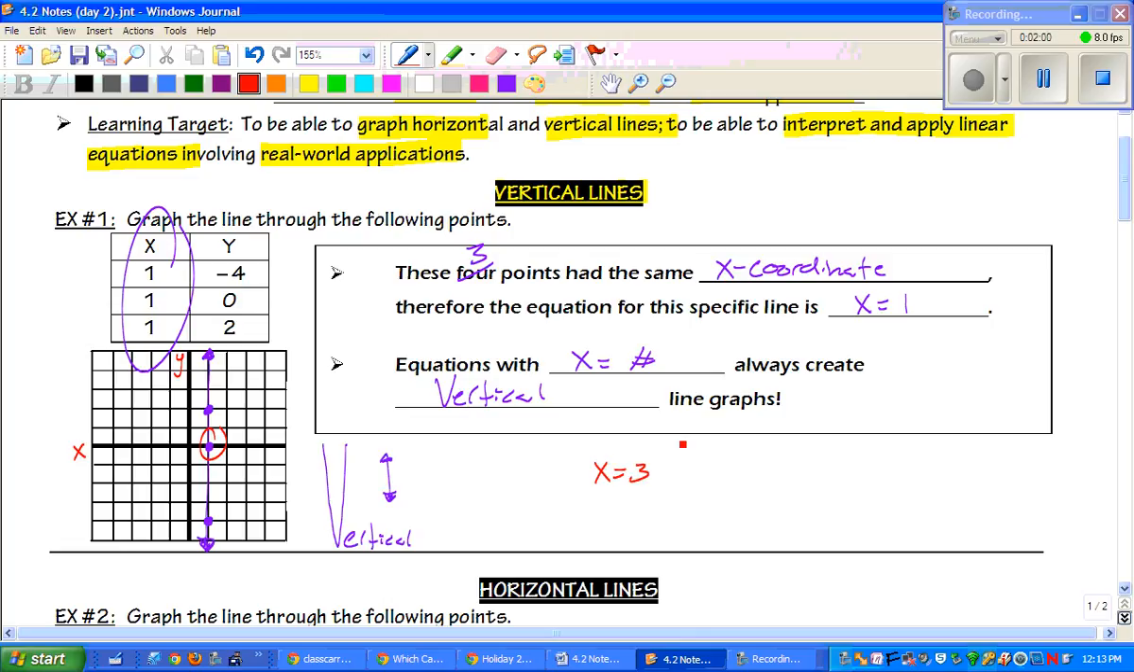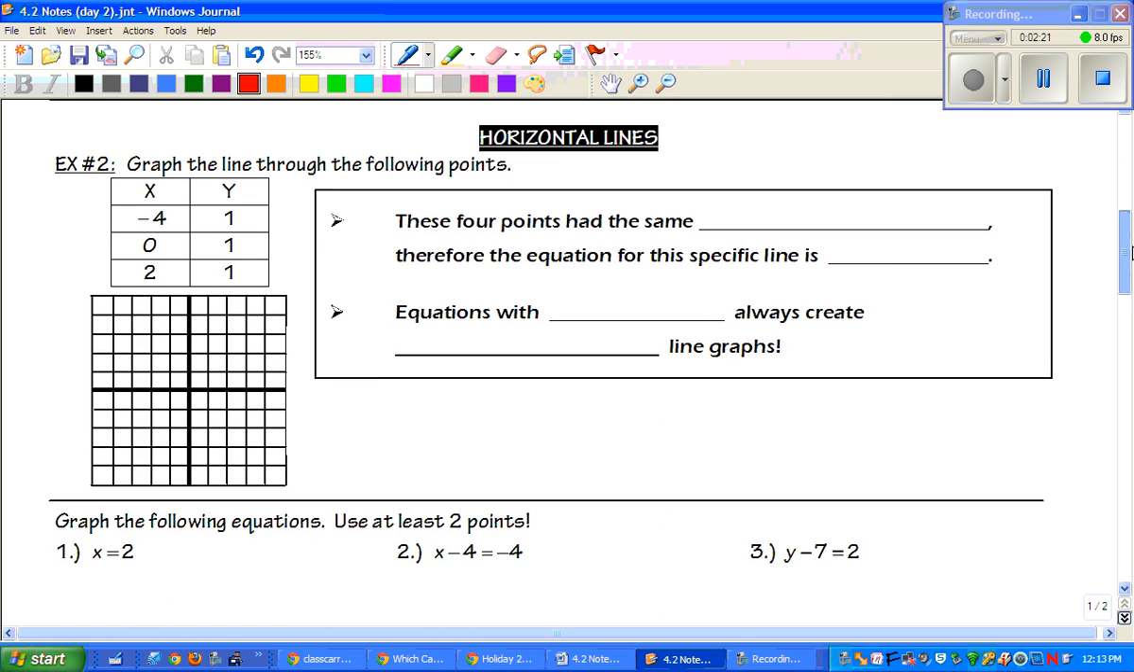When we look at the graph x equals 3, if you pick 3 points and draw them, it only crosses the x-axis. All right, let's move on to the next one.